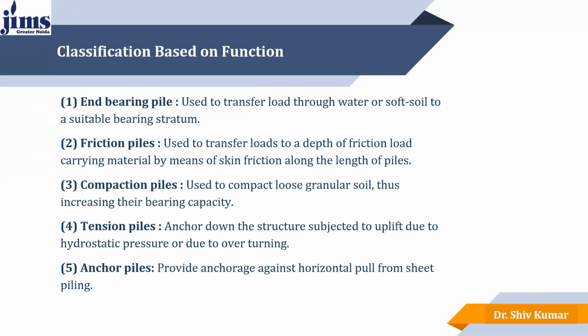Now, based on the function, the pile can be classified into 5 categories. They are end bearing piles, friction piles, compaction piles, tension piles, and last, anchor piles. So we'll discuss all 5 types of piles in the next slide.